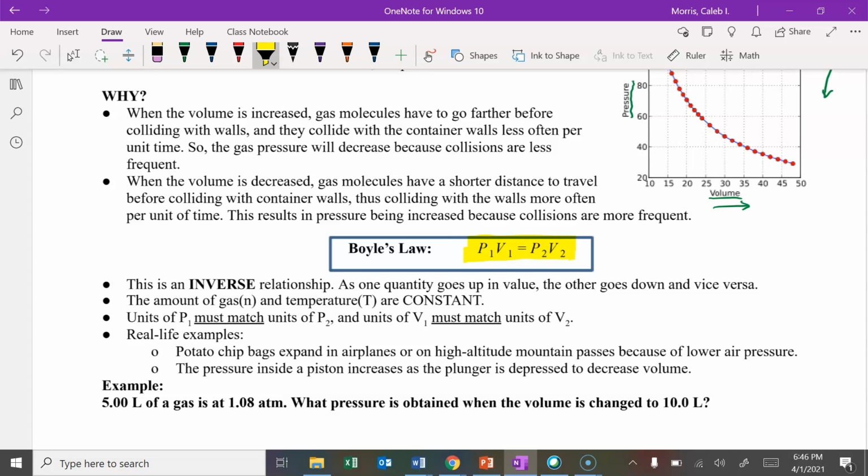And it's important that you recognize that the pressure units, P1 and P2, have to match. The units have to match. And the units of V1 must match the units of V2.